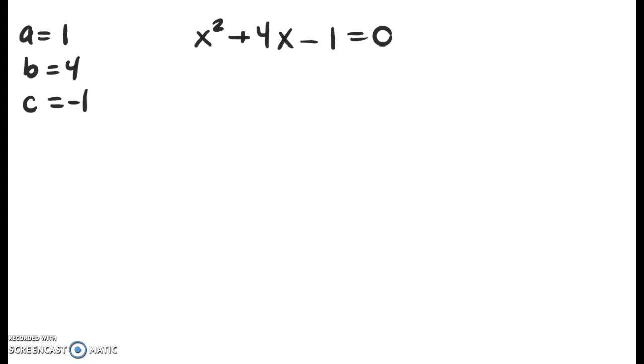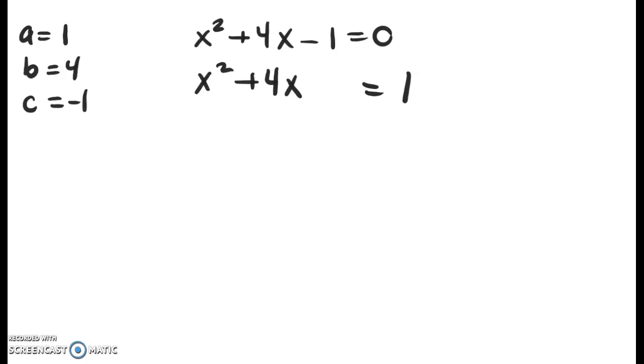The first thing you need to do when completing the square is make sure you have something that looks similar to this: x squared plus 4x minus 1. And you're going to first move this constant over. So instead of saying -1, I'm going to move it over here, and I'm going to add 1 to both sides so it looks like this. And I'm going to leave a blank spot here.